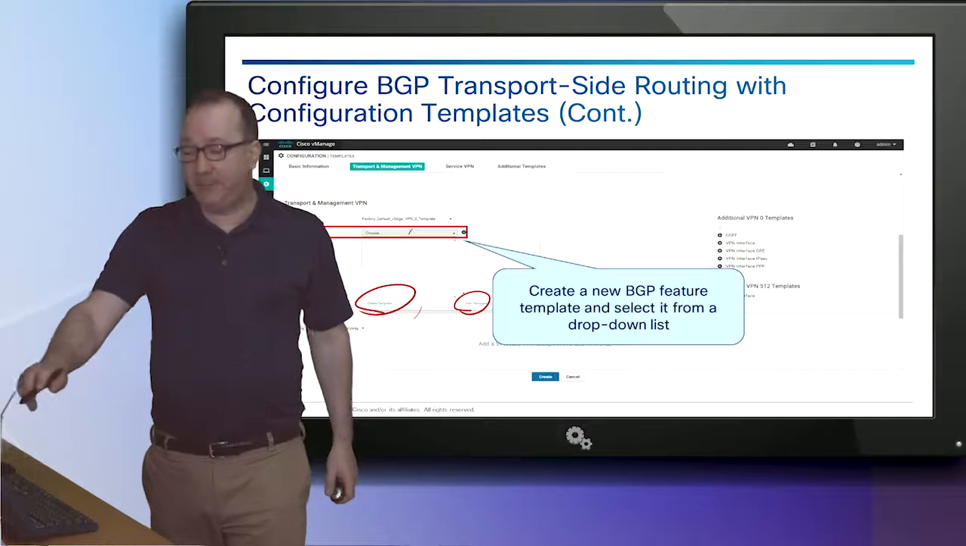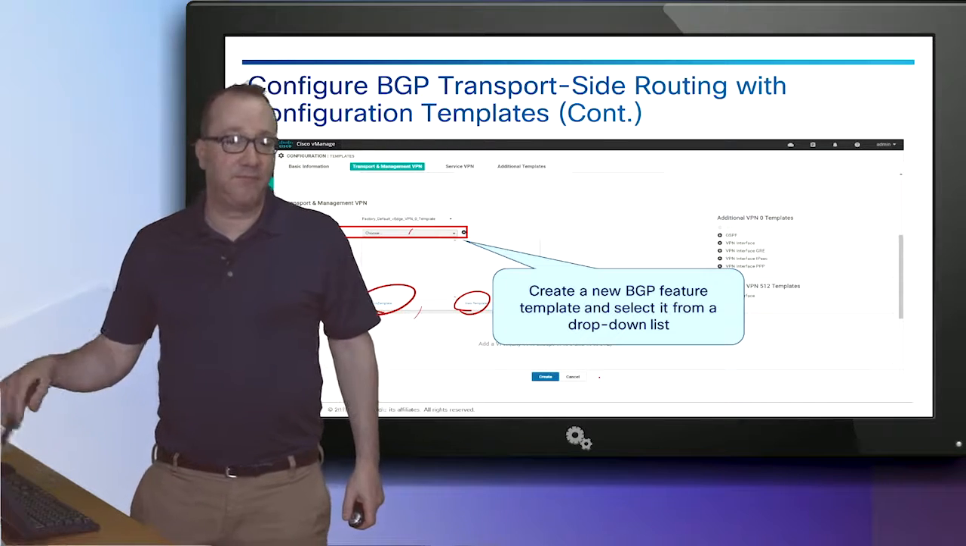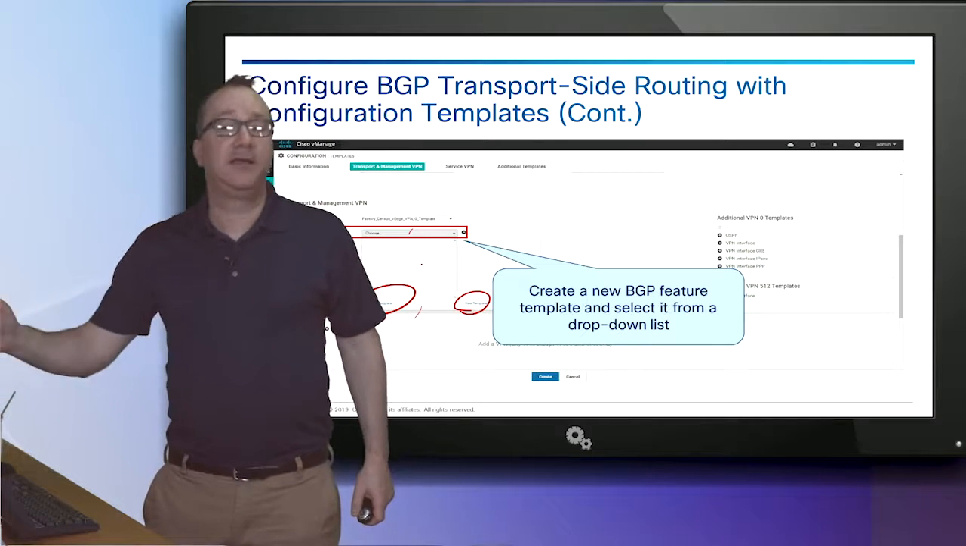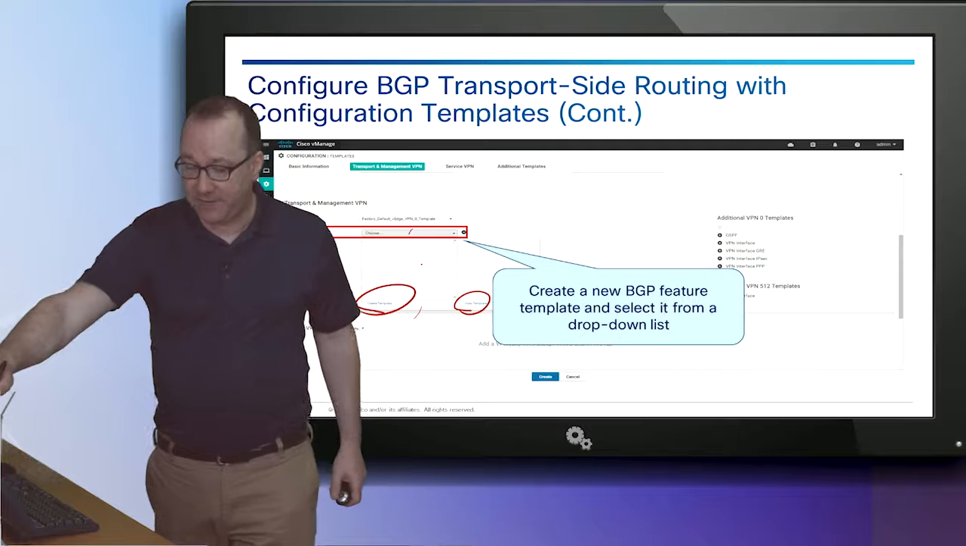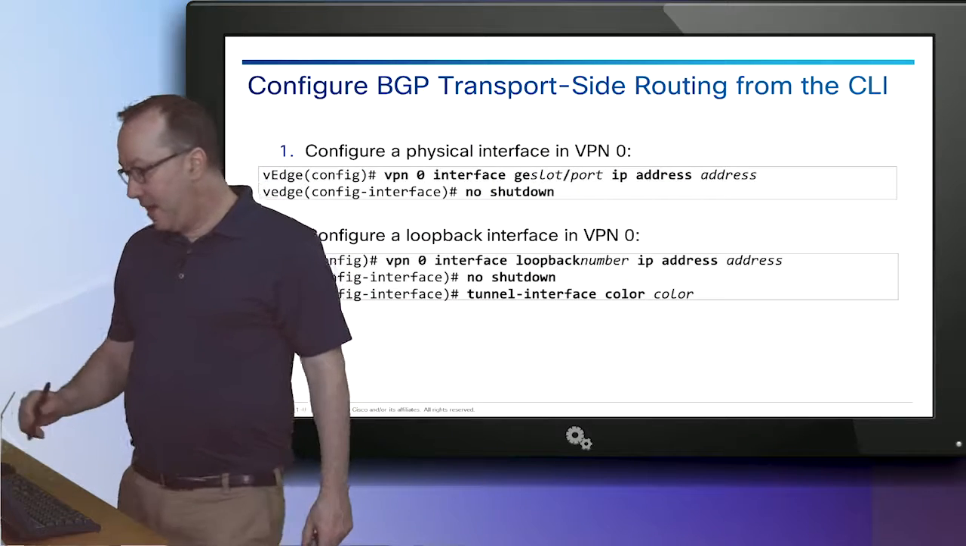Just an FYI, that BGP template is the same regardless of whether it's applied to VPN 0 or VPN 1 or whatever. The functionality here is the fact that it's a BGP template, and we're just applying it to the interface here. All right, so here's the configuration of that.